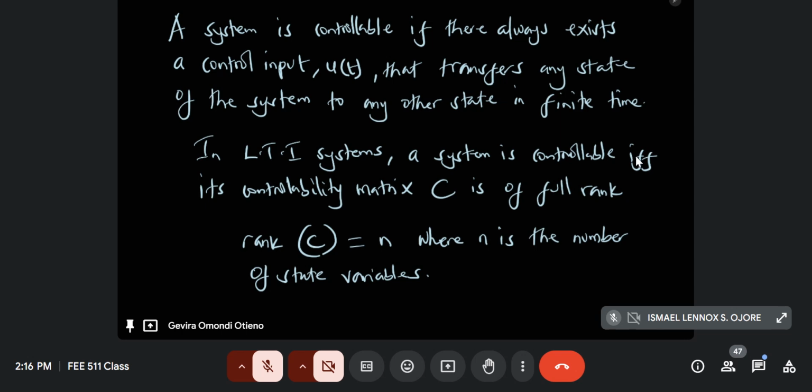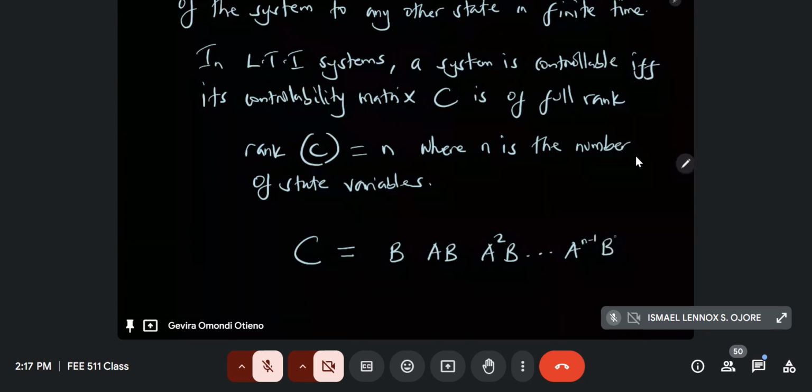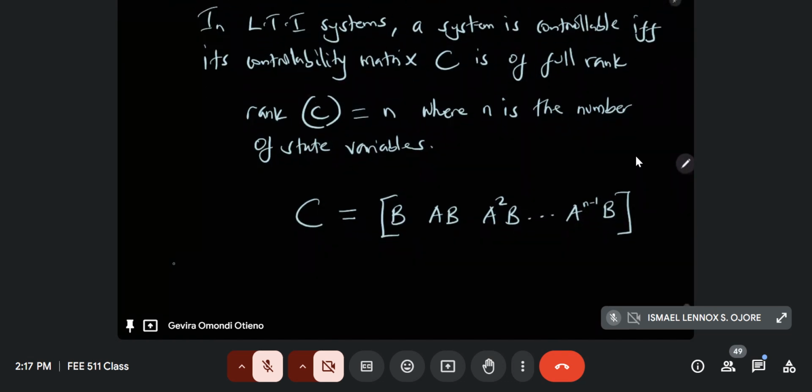Okay, now the controllability matrix has been derived before and is described as C equals B, AB, A squared B, and it can go on to A to the n minus 1 times B. This is the matrix. Now, please remember, we know already that A is the state matrix. We had defined all this. So I'm just reminding you, B was the input.